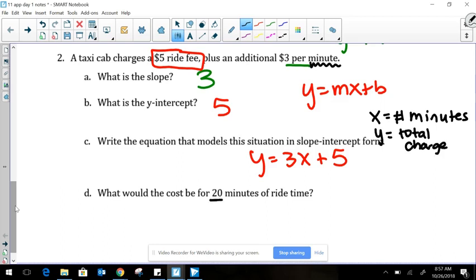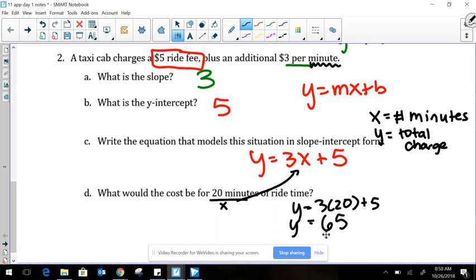Okay, so for 20 minutes, that's my x variable. I'm going to plug that in here for x. So y equals 3 times 20, and then plus 5. So what's 3 times 20? Good, 60, and then add 5. So we're going to have 65 here. And we need to label. So y equals 65. My unit for the y's is the total charge. That's money. So $65 for that cab ride. Yikes, that's expensive.